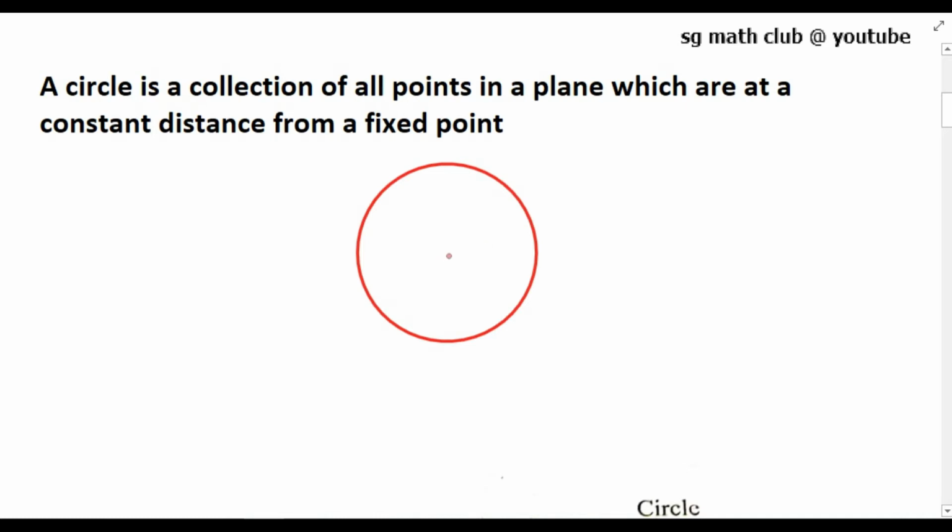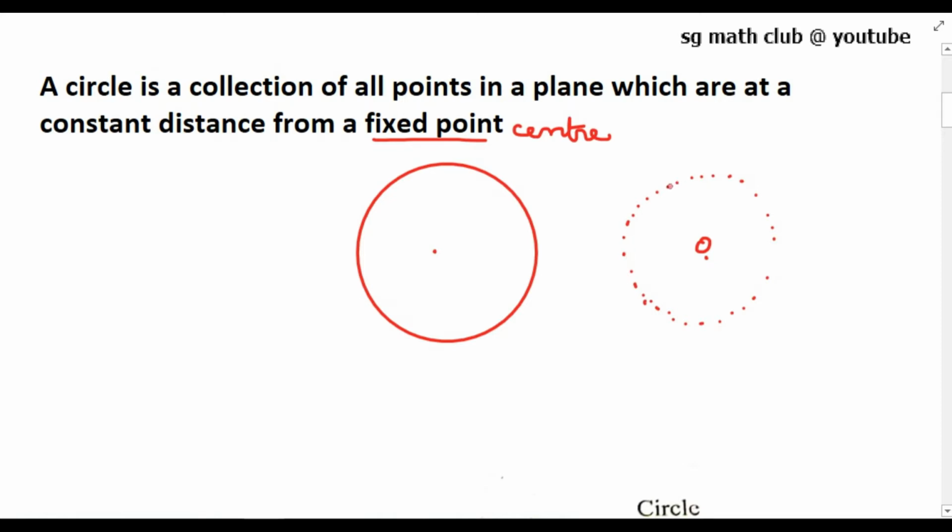That means if you take a fixed point, that fixed point is usually called the center of the circle, and if you measure equal distance from this point in all directions, for example, I took this point and I took 4 centimeter from this point in all directions, I am putting dots. After that, if you join these dots, you will get a circle.